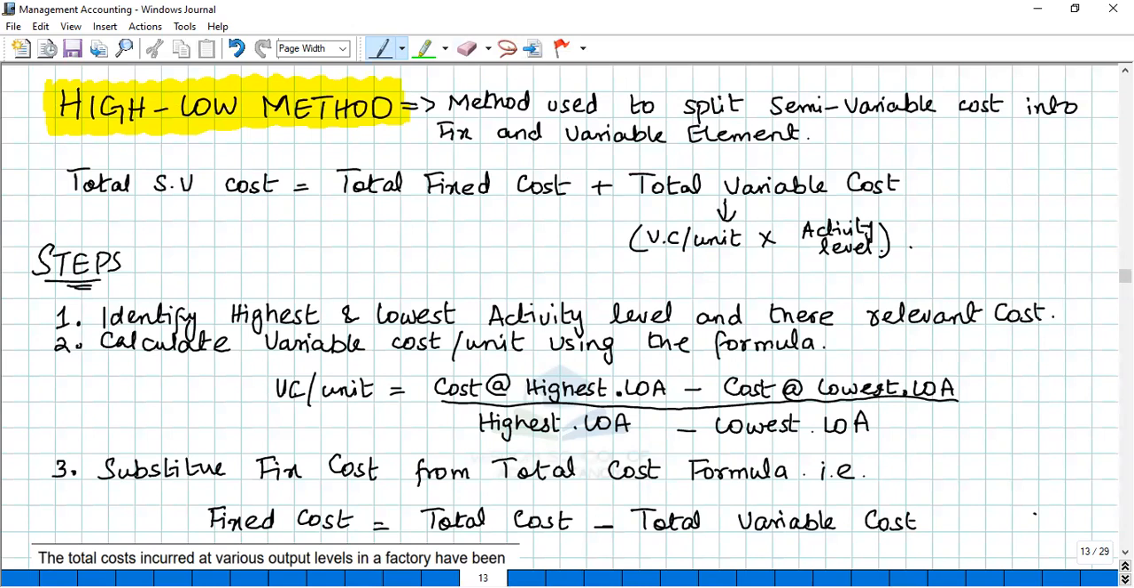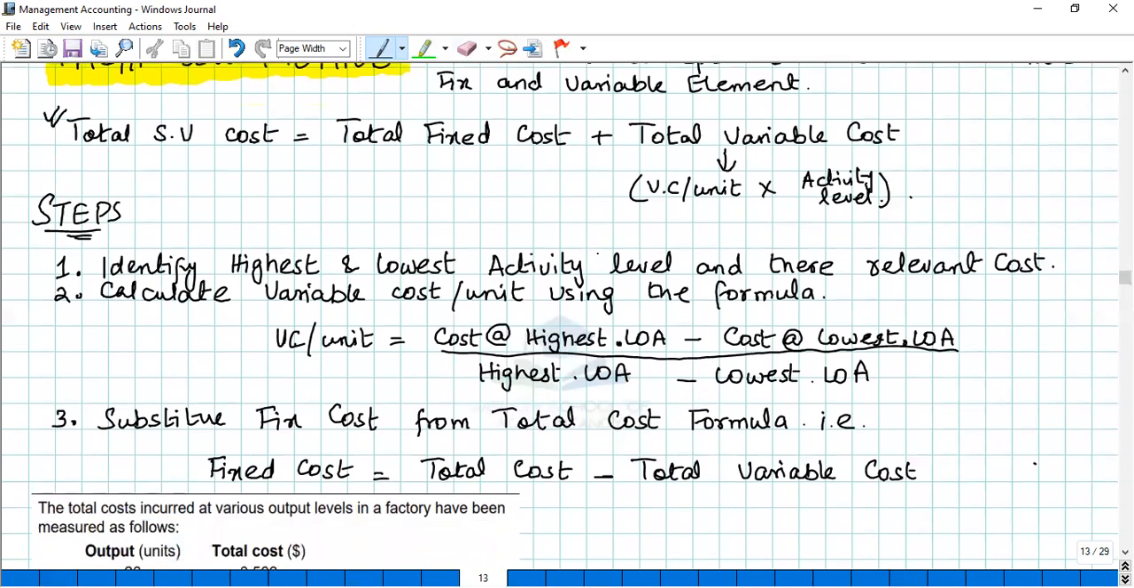Now, before starting the Hilo method, first you need to be familiar with this formula. The formula for total semi-variable cost is total fixed cost plus total variable cost. Because semi-variable cost contains two things, fixed and variable element, the total cost should be total fixed cost plus total variable cost, right? And the total variable cost formula can be opened up as variable cost per unit times activity level. While the fixed cost remains the same, so you don't need to open the formula. So this is the formula for the total semi-variable cost.